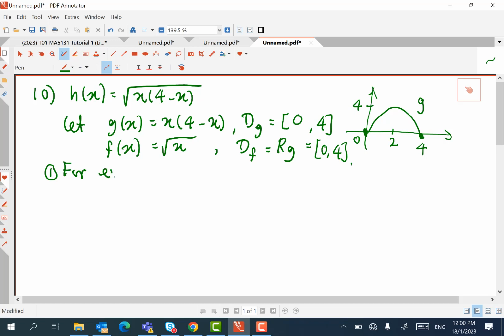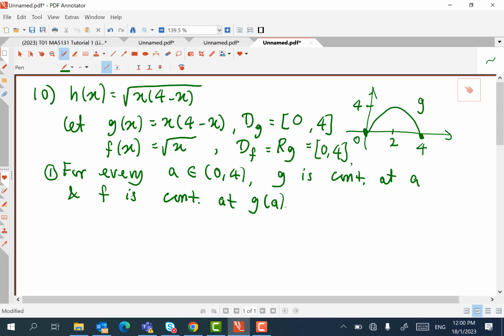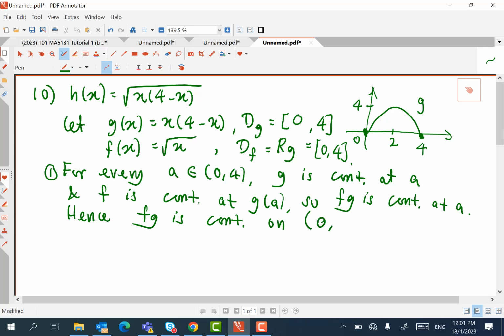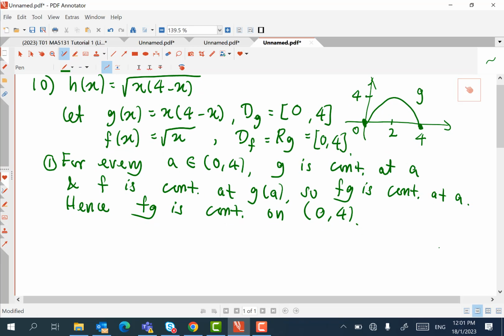Okay? So firstly, for every x inside this, okay, let me use a again. g is continuous at a and f is continuous at g(a), so fg is hence continuous on 0 to 4. This is for the interior points, okay?